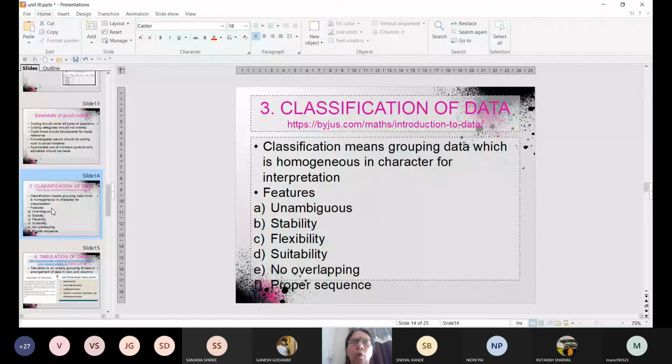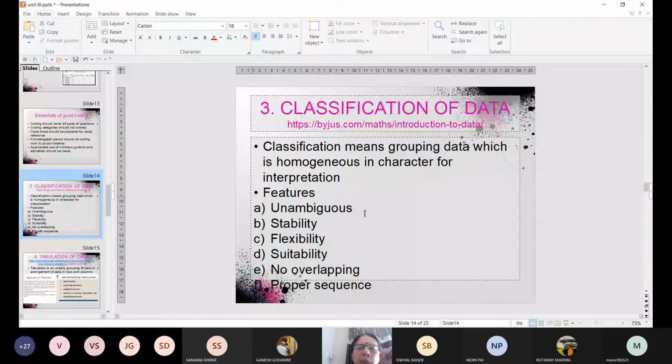For example, all the respondents who are females, एक साथ उसका classification करो, या फिर all the students, suppose I am doing some online survey regarding your lectures or something. So all students staying in a particular place, I will classify, club it together. मुलुंड रहने वाले बच्चे, थाना रहने वाले बच्चे, there is some homogeneity. So classification means grouping the data which is homogeneous in character for interpretation.